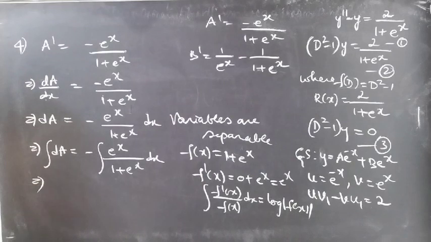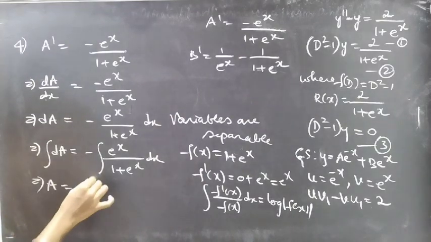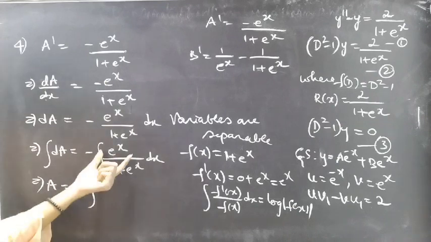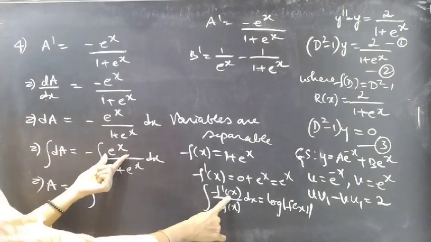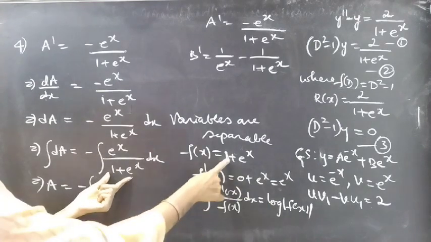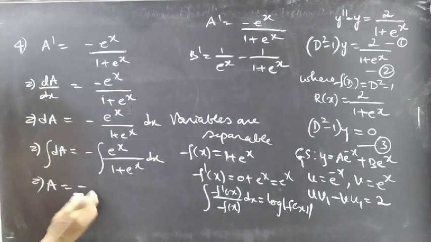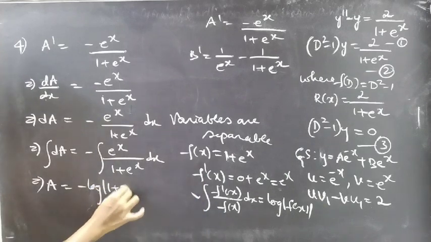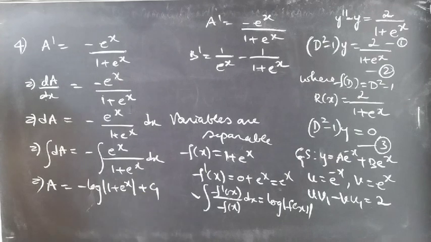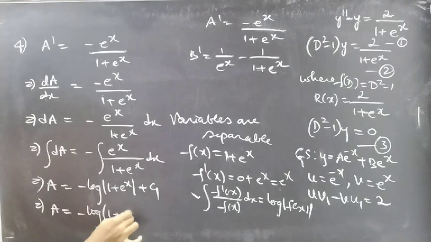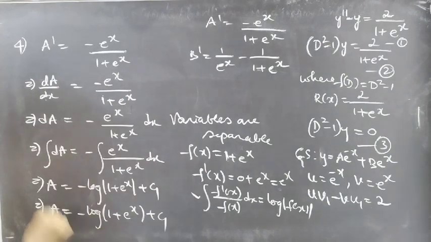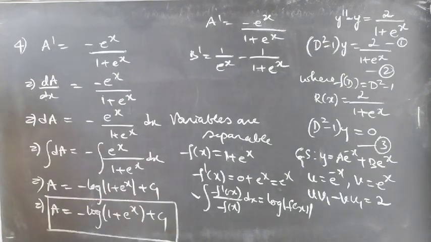Now this integration becomes: a equals minus the integral, where the integrand is of the form f dash of x, which is e power x, by f of x, which is 1 plus e power x. We can just apply this formula, so we'll get log mod 1 plus e power x plus the integral constant c1, or a equals minus log of 1 plus e power x plus c1. We got a. Let's now find b using b dash.